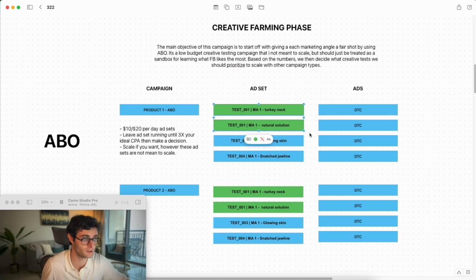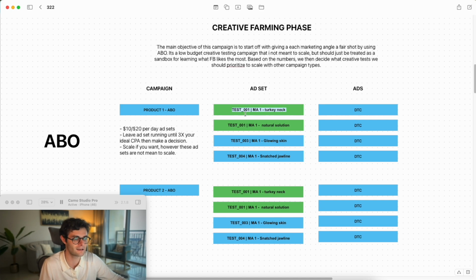So the next thing that you do is, this is a farming phase, I like to call it, because you're farming and you're trying to understand what roots are gonna grow. You're trying to understand what's actually giving you better results. This is not for scaling, okay? Scaling is mostly CBO. Now, if this ABO campaign is doing quite well, can you increase the budget by 20%?